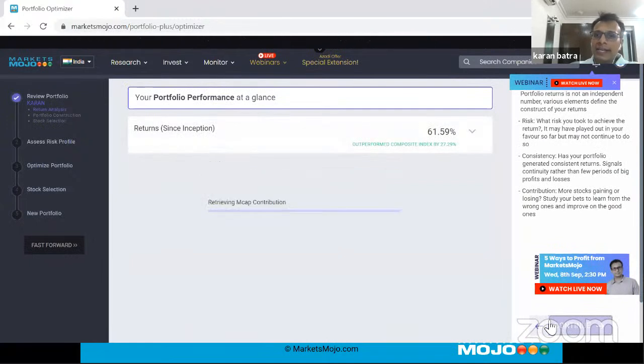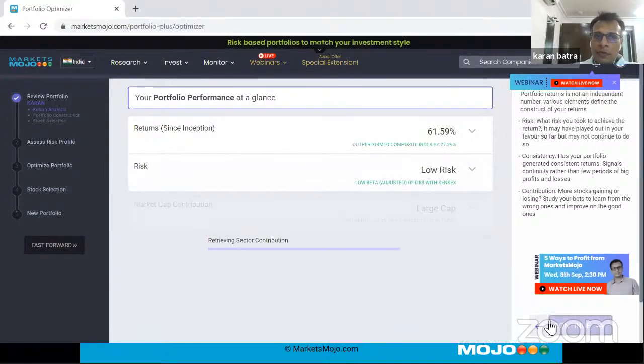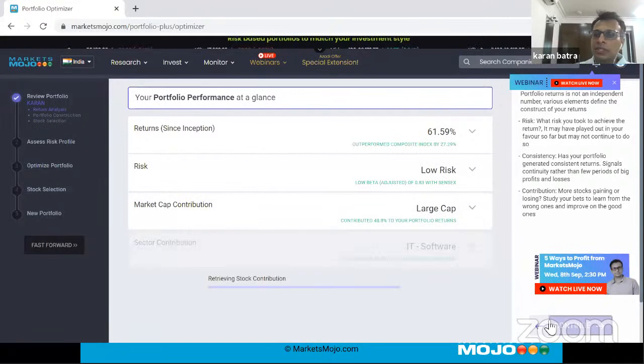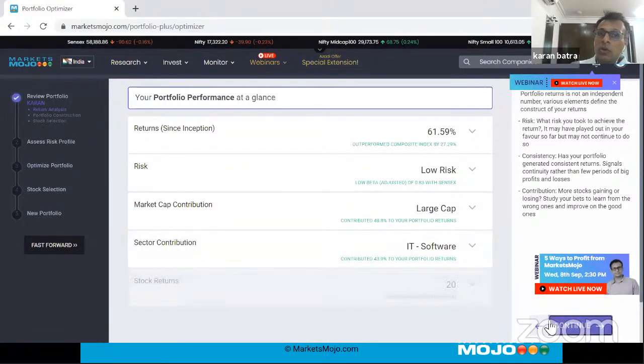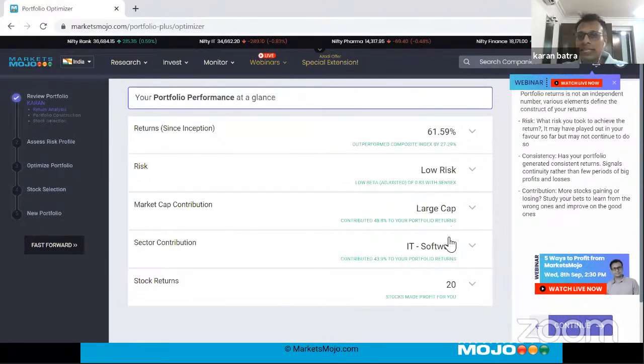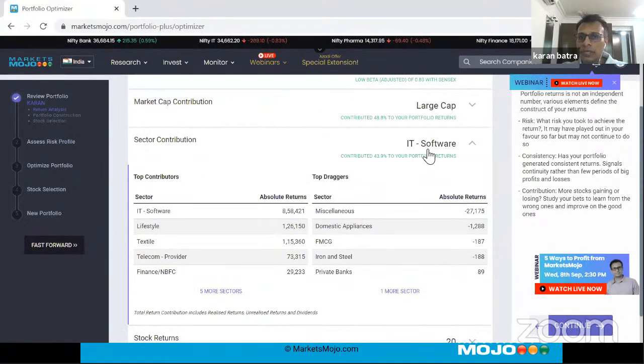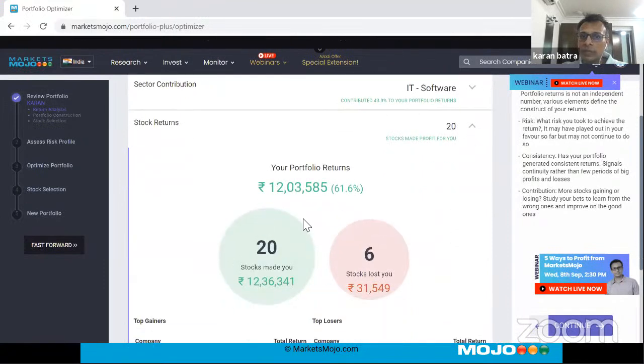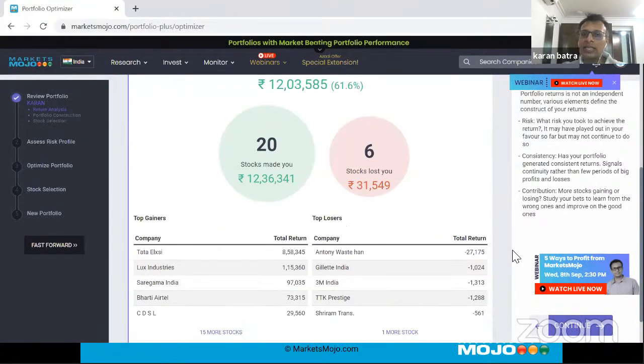Now, first is the analysis part. So this is analyzing my portfolio and telling you how much returns I made in my portfolio, what contributed to the returns, so which market cap contributed, which are the sectors that made money for me or lost money for me, which are the stocks that made money or lost money for me. So this is like an analysis of what has happened so far.